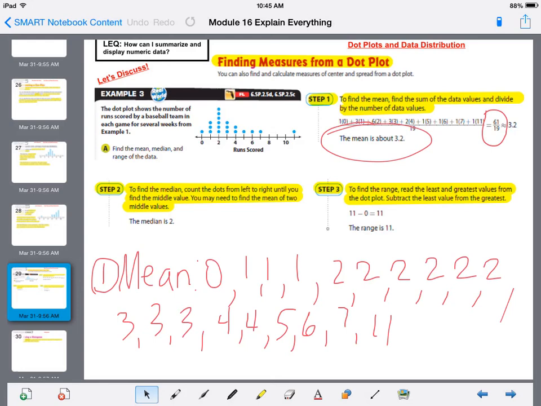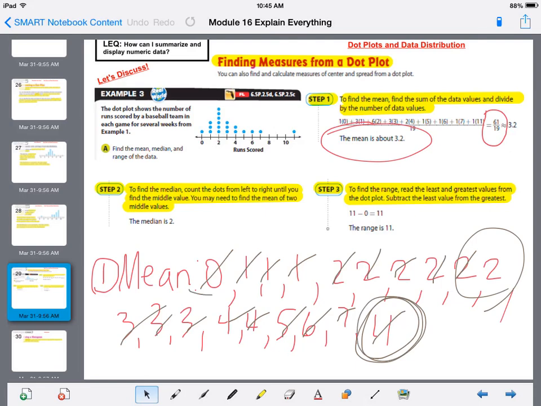To find the median, we would go ahead and leave it just like this, where it's least to greatest. We would cancel out little guy, big guy, little guy, big guy, and so on, and the median is 2. He's the middle guy. To find the range, we would take the highest value subtracted by the lowest value, and 11 minus 0 is 11. So the range would be 11.